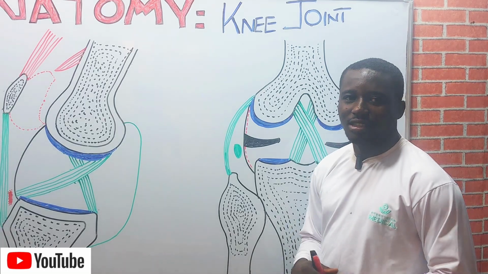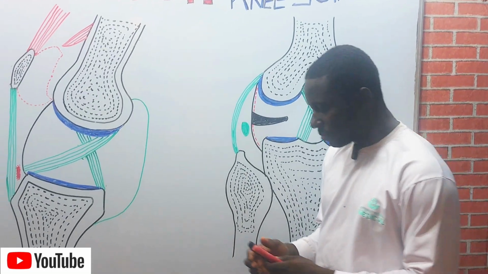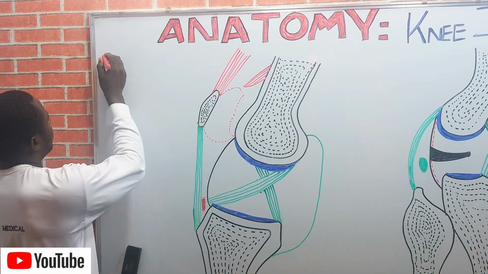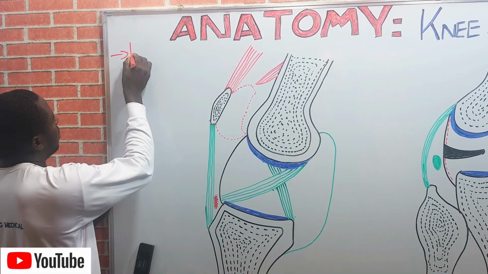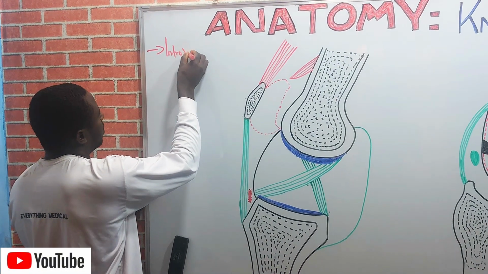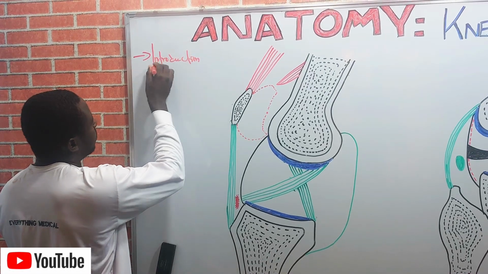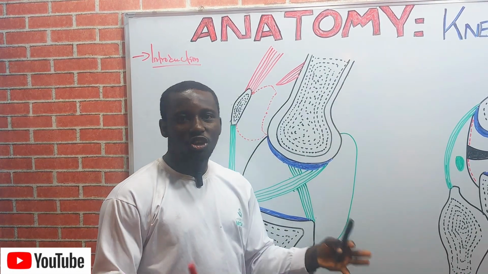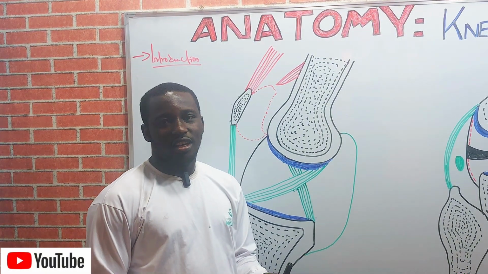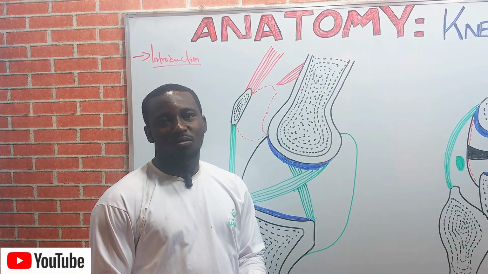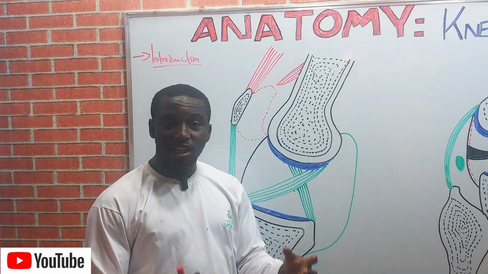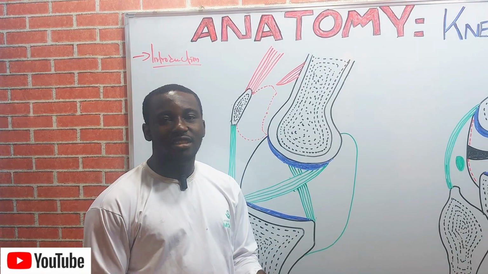The first thing first is the introduction. What is the knee joint? The knee joint is a synovial joint of modified hinge variety.